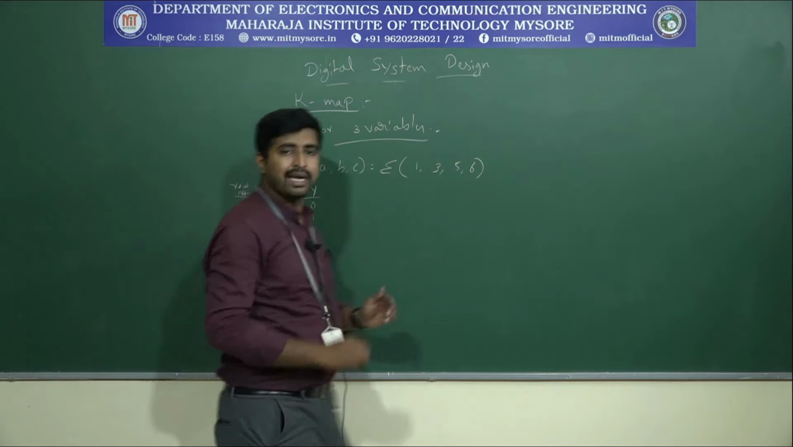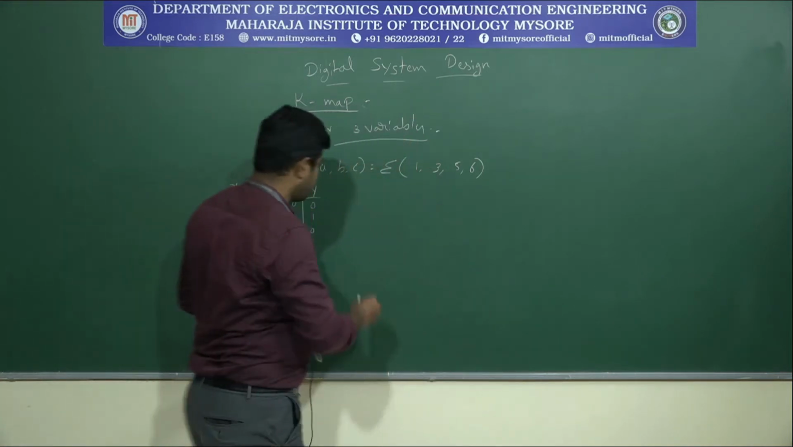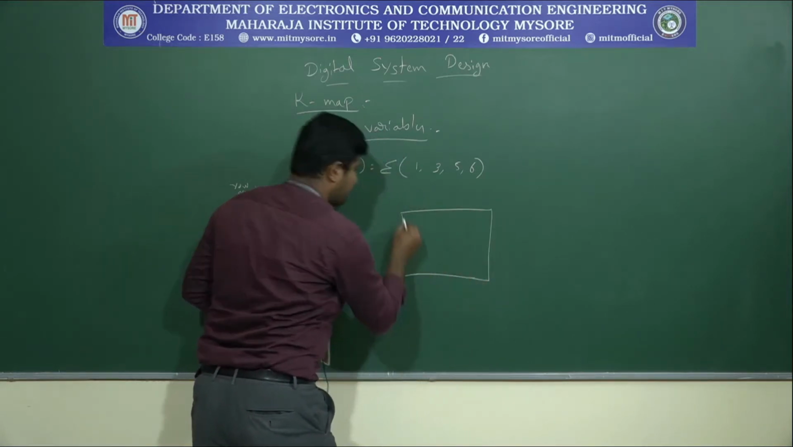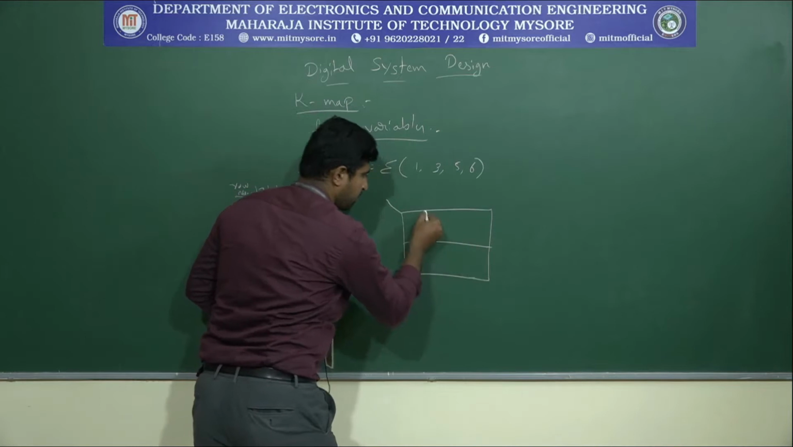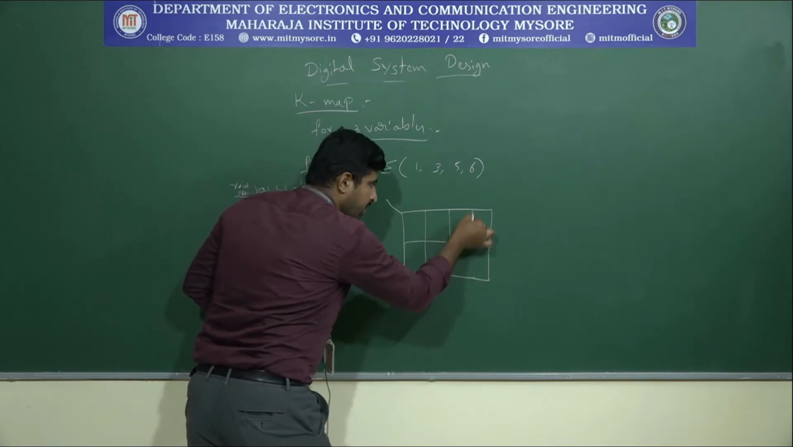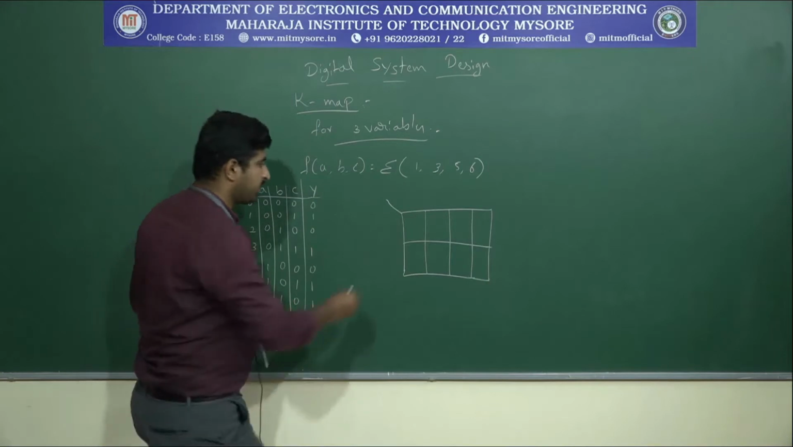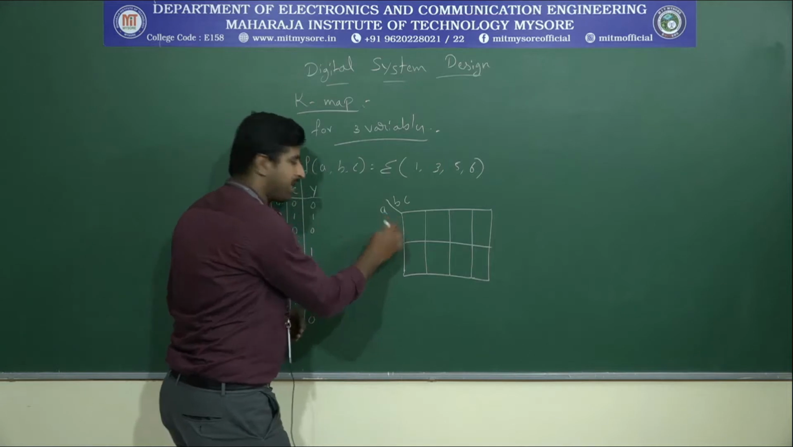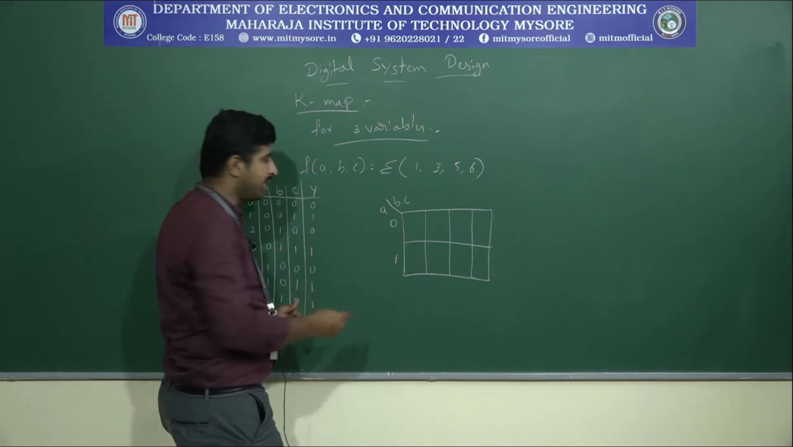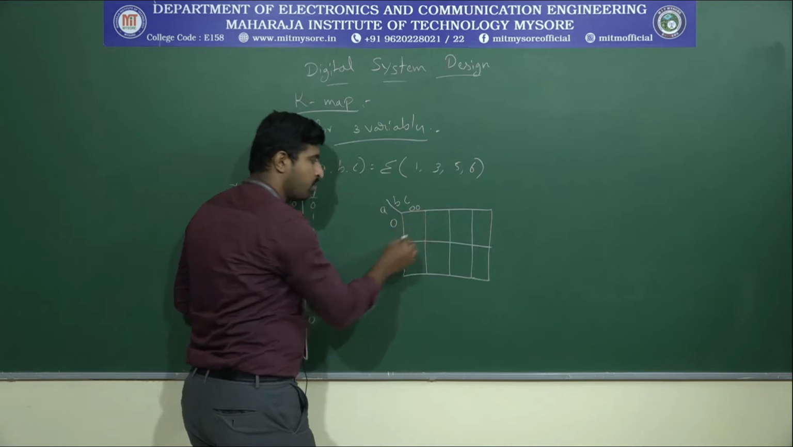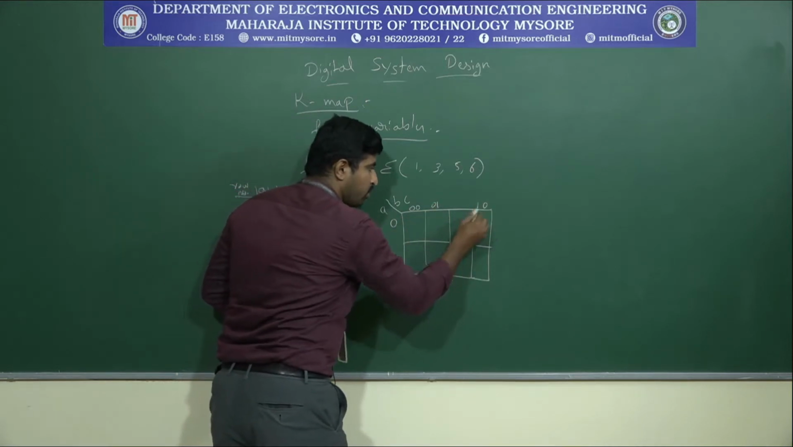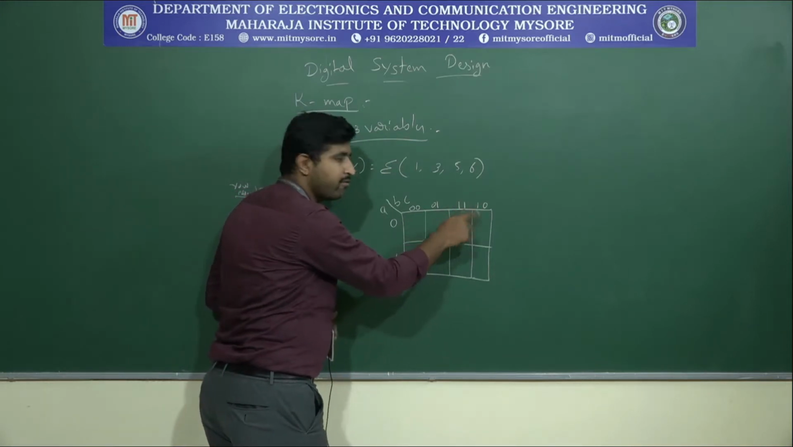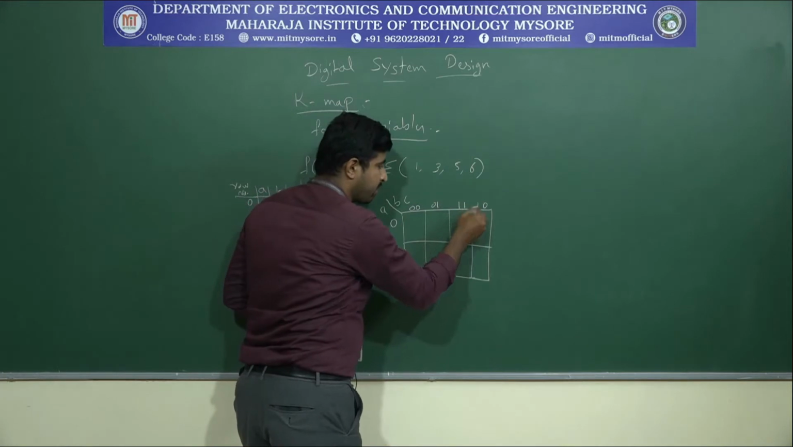Now let's map to the K-map. Let's write the K-map for 3 variables. That means 8 cells will be there, right? So this is A and this is B and C. A can take the values 0, 1, and here B, C can take the values 0 0, 0 1, 1 1, 1 0. Why we have written it like this, we will come to that point next.